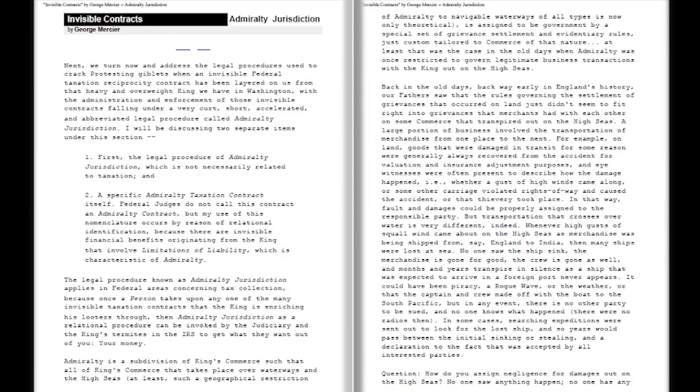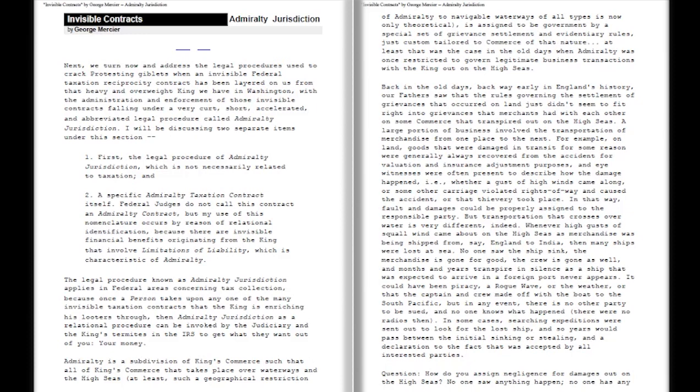Next, we turn now and address the legal procedures used to crack protesting giblets when an invisible federal taxation reciprocity contract has been layered on us from that heavy and overweight king we have in Washington, with the administration and enforcement of those invisible contracts falling under a very curt, short, accelerated, and abbreviated legal procedure called admiralty jurisdiction. I will be discussing two separate items under this section.